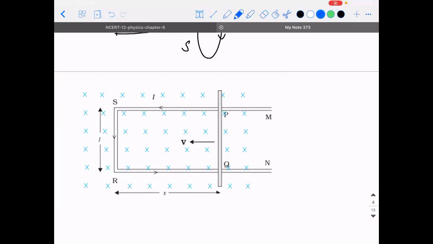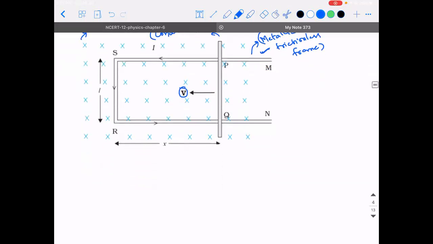Let us consider a uniform magnetic field which is directed into the plane of the paper, in which there is a metallic frictionless frame placed, on which there is a conductor like this, which is moving. So there is a conductor that is moving in the leftward direction with a speed v.